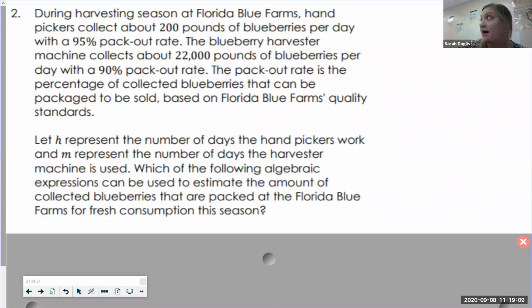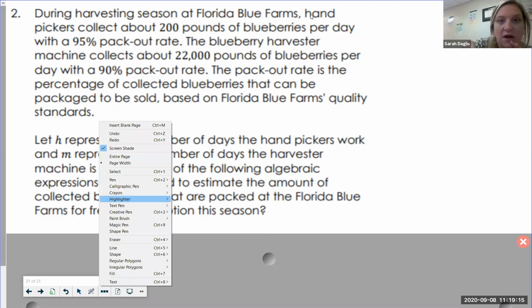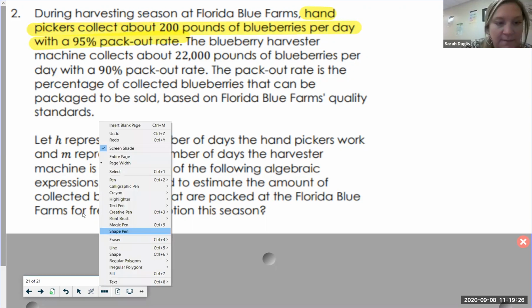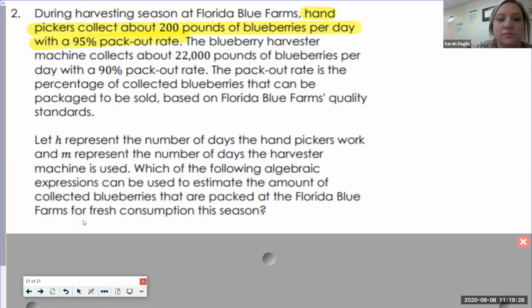So I'm going to highlight the information that I have. All right, so hand pickers collect 200 pounds of blueberries per day with the 95% pack out rate. So let's represent this. So they're going to collect 200 pounds by my hand pickers each day.